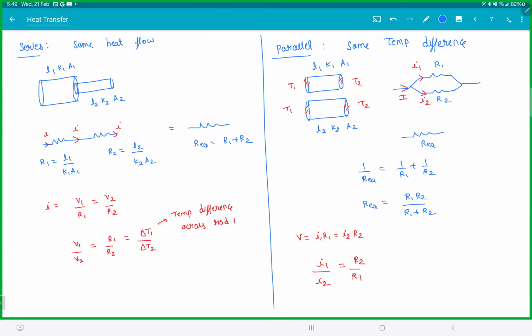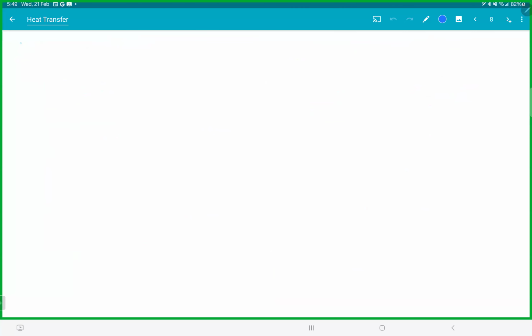Next thing. Then we have something called a Wheatstone bridge. This is also quite a common thing. We will encounter this at least in 4 chapters, including this. So what's a Wheatstone bridge?